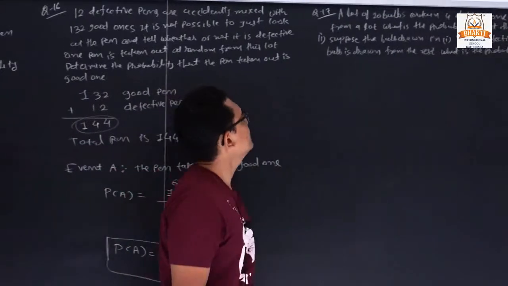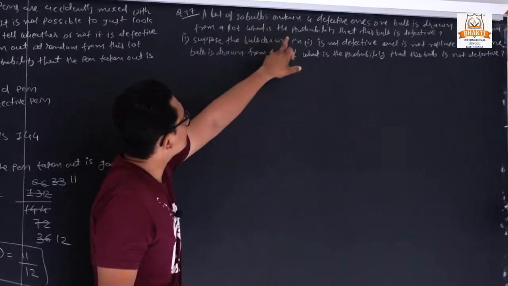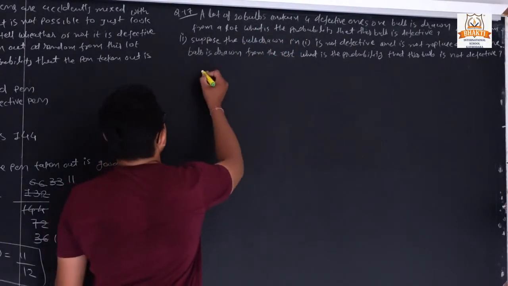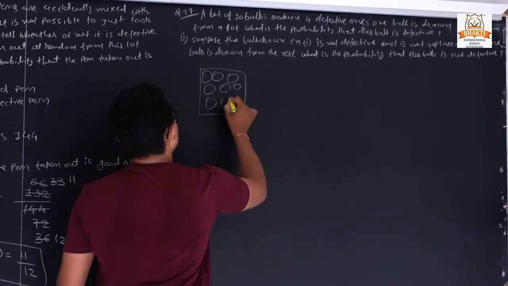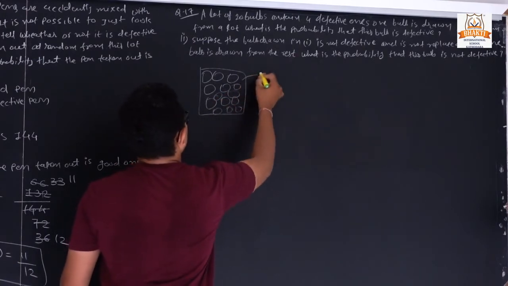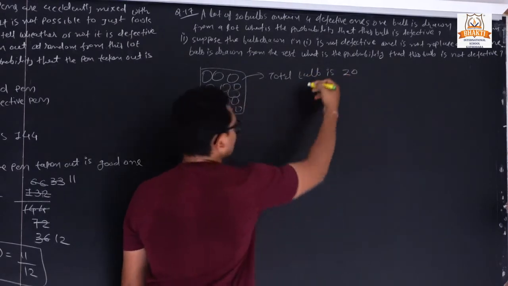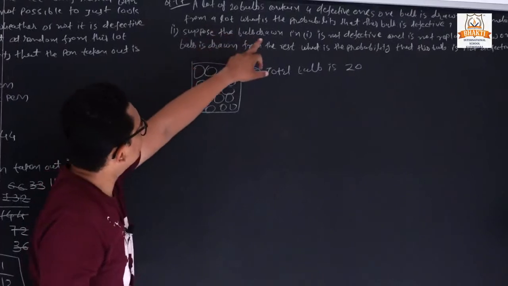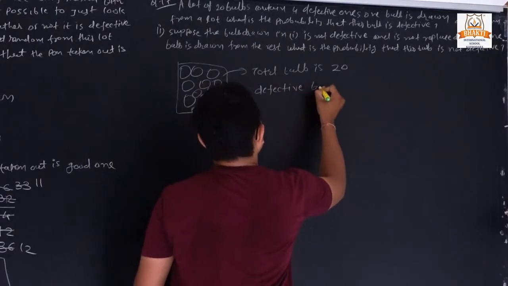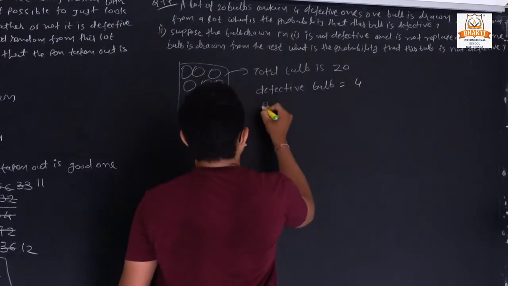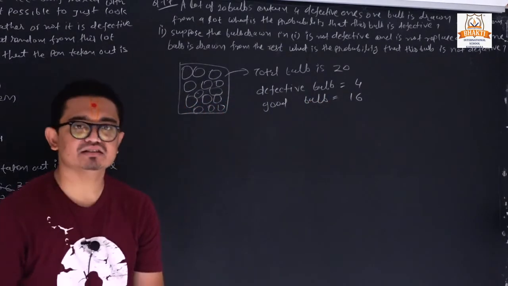Now the next question, question number 17. A lot of 20 bulbs contains 4 defective bulbs. It means we have a total of 20 bulbs. Out of 20, how many are defective? It is 4. So the defective bulbs are equal to 4. How many are good bulbs? Good bulbs are 16. Clear?